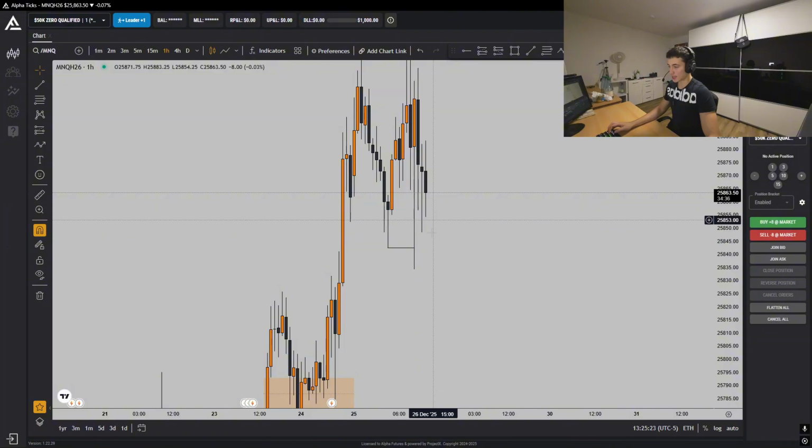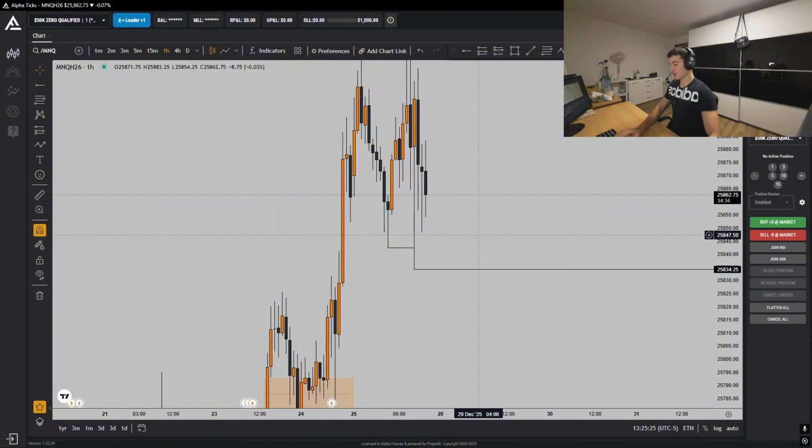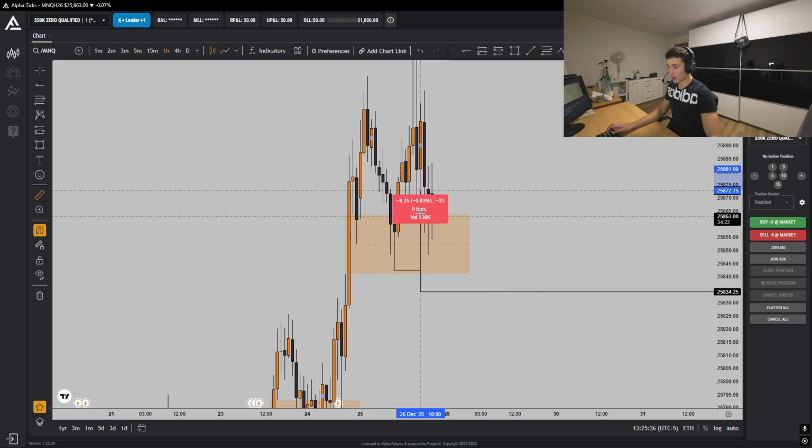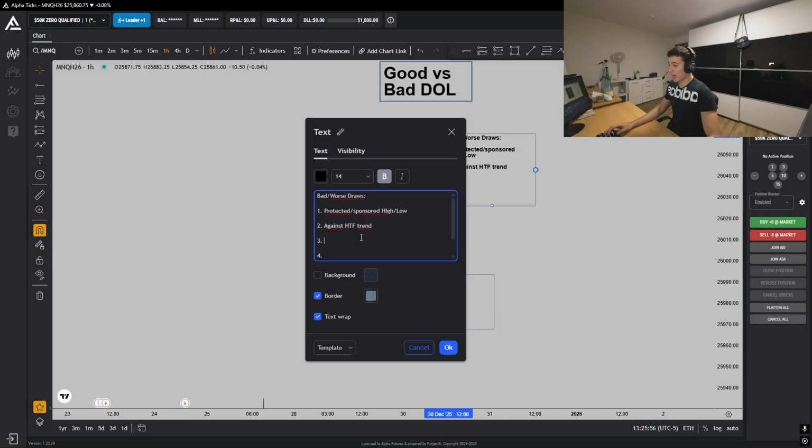Like in this case, if you want to target this, it's not the greatest draw. And the simple reason is this draw is protected by this 1 hour fair value gap, and also with this wick right here, we swept this low. And we come to the next point at the same time. Don't target external lows and highs in a range.